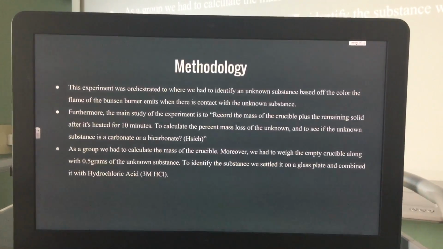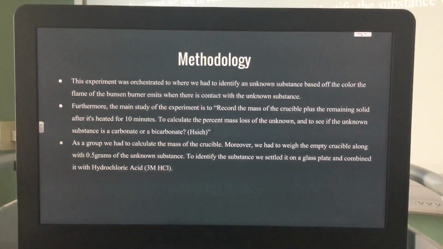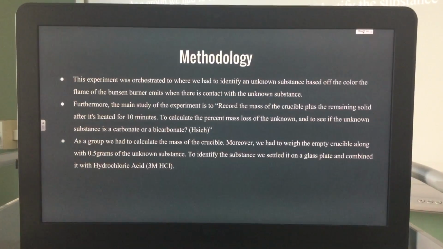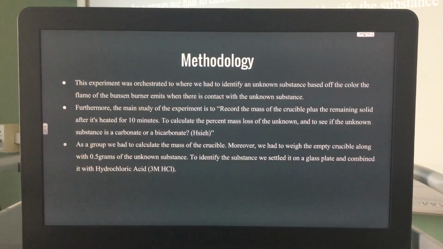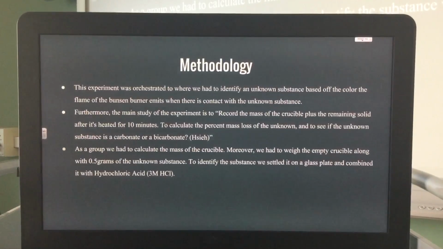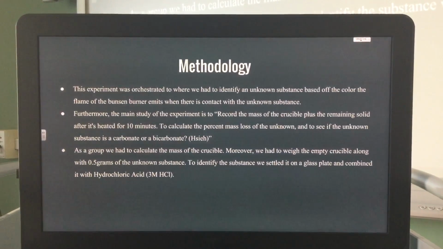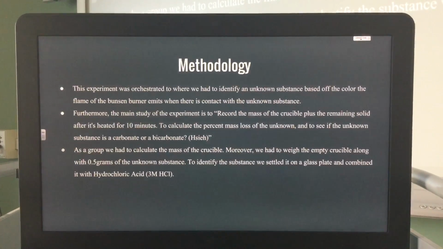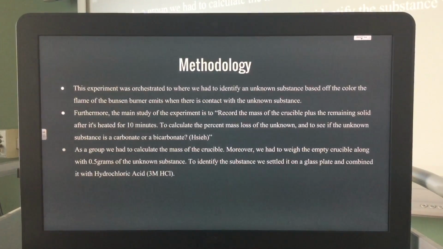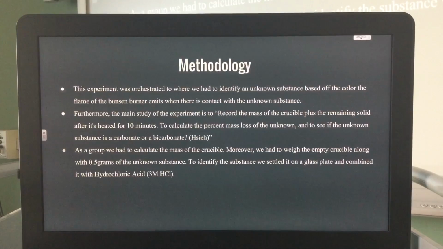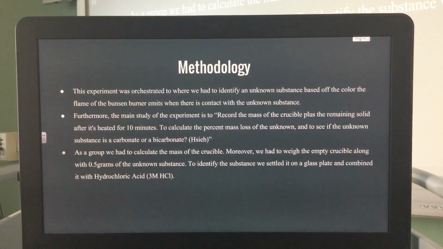Carlos. This experiment was orchestrated so that we had to identify an unknown substance based off the color of the flame of the Bunsen burner when it comes in contact with the unknown substance. Furthermore, the main study of the experiment is to record the mass loss of the crucible plus the remaining solid after it's heated for 10 minutes, to calculate the percent mass loss of the unknown and to see if the unknown substance is a carbonate or bicarbonate.